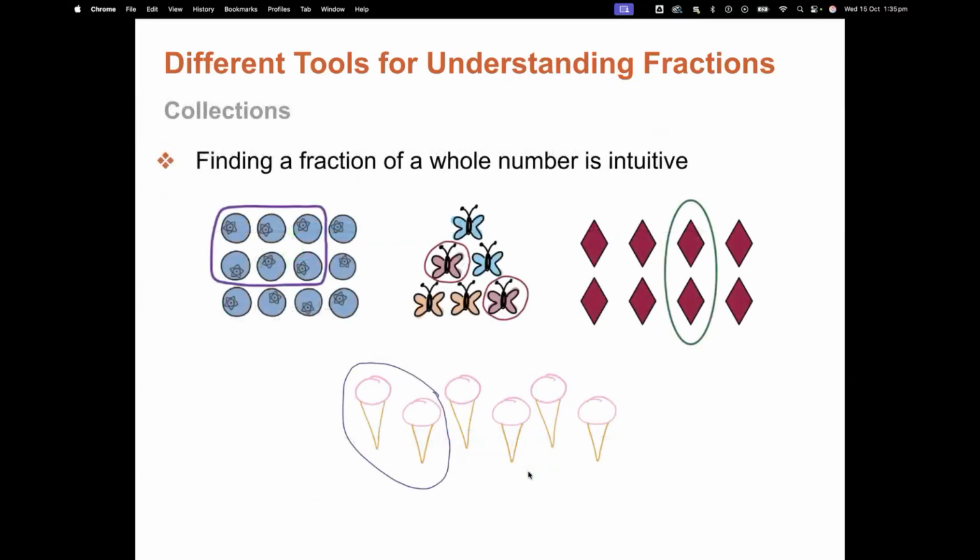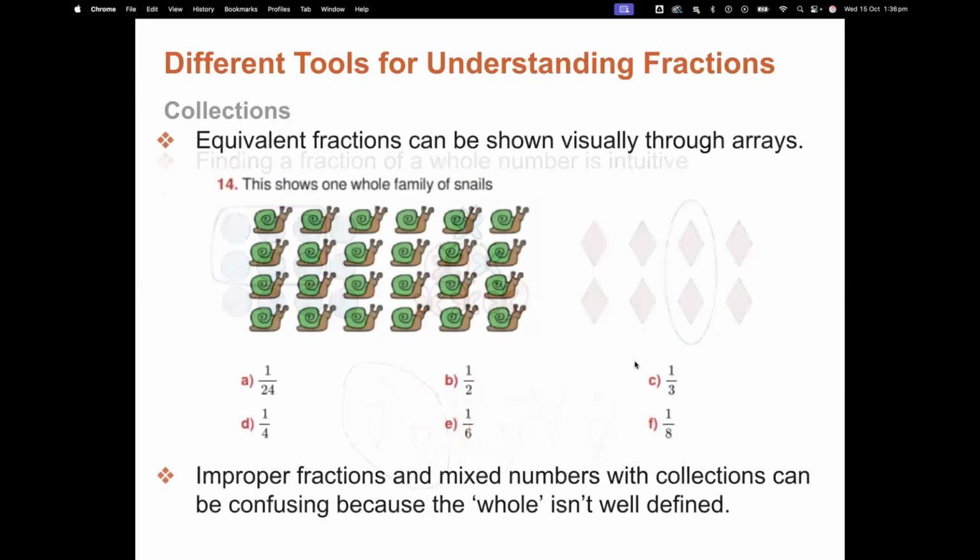The last model that I'm going to talk about is collections. So here we're looking at groups of things, and it's really intuitive for students to define a fraction. So here we have 1, 2, 3, 4, 5, 6, 7, 8, but also we've selected 2. And if you think about grouping it into twos, you can think of that as 1/4. Again, it's very easy for students. They have a lot of intuition around collections. That was the example that we looked at before.